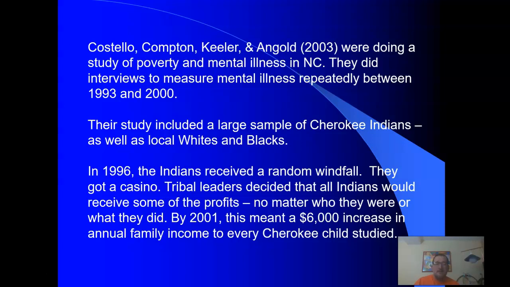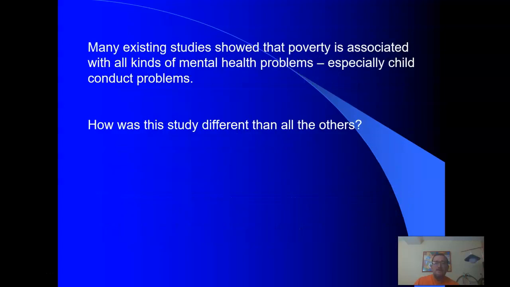Indian child studied. So the white kids didn't get the money, the black kids didn't get the money because they're not a part of the tribe. And you can think of that as a natural manipulation, a natural experiment to see what happens if all of a sudden a group of people who as a group are pretty darn poor get to be not so poor. They don't become wealthy, but they become less poor than they used to be.